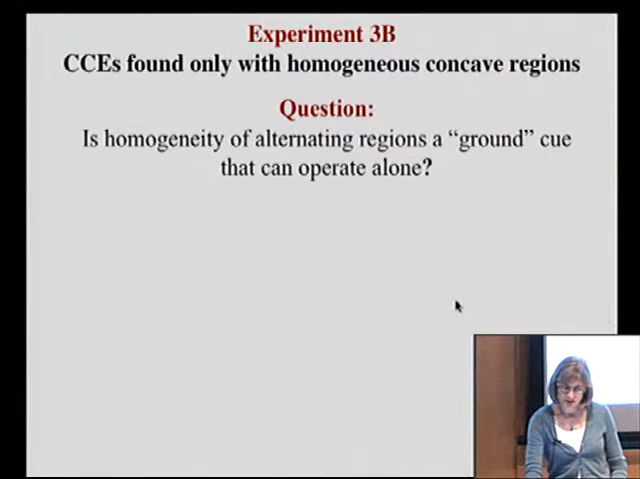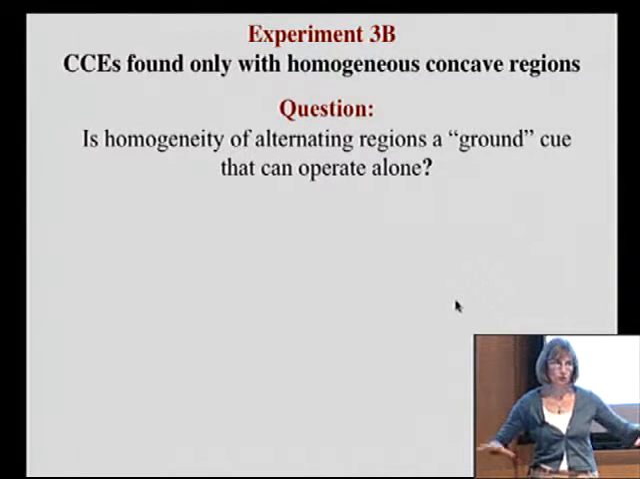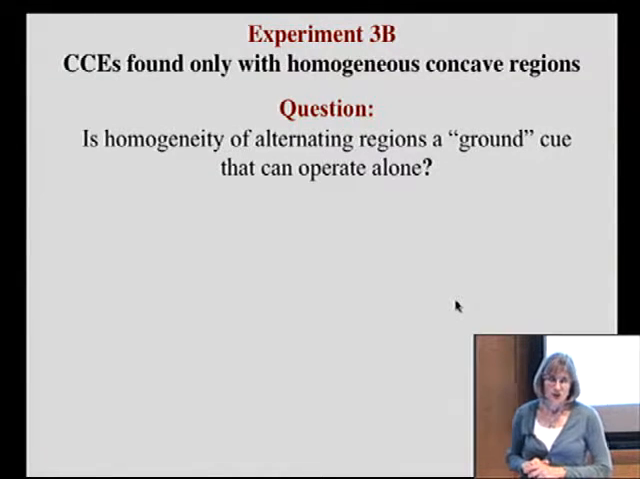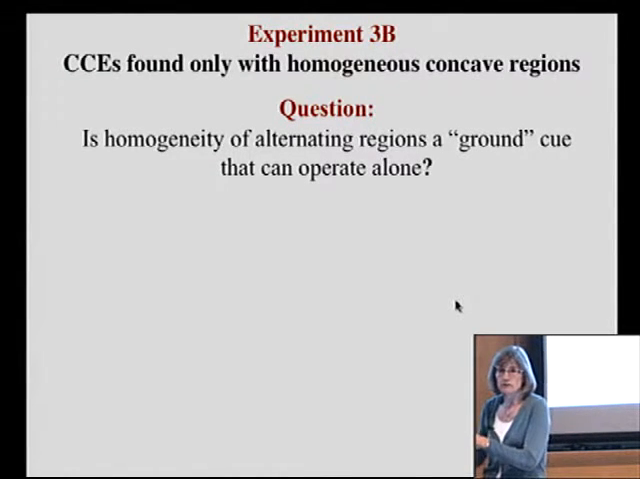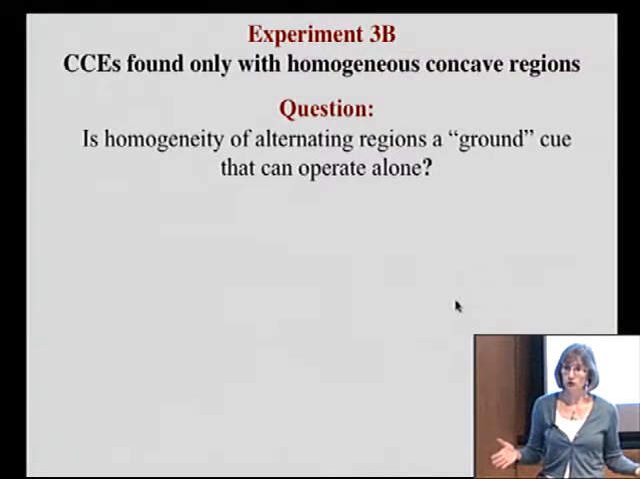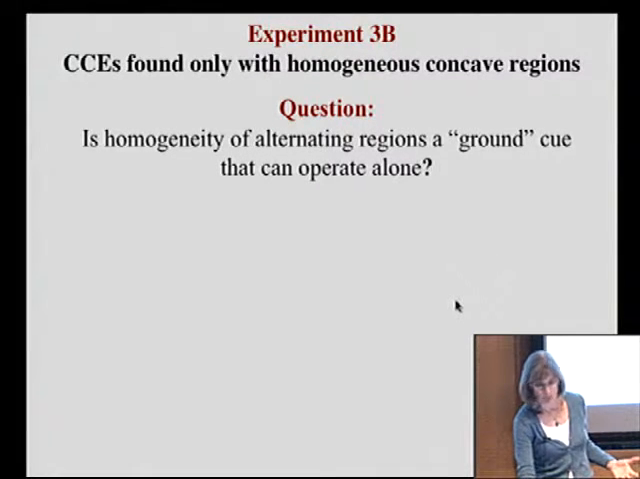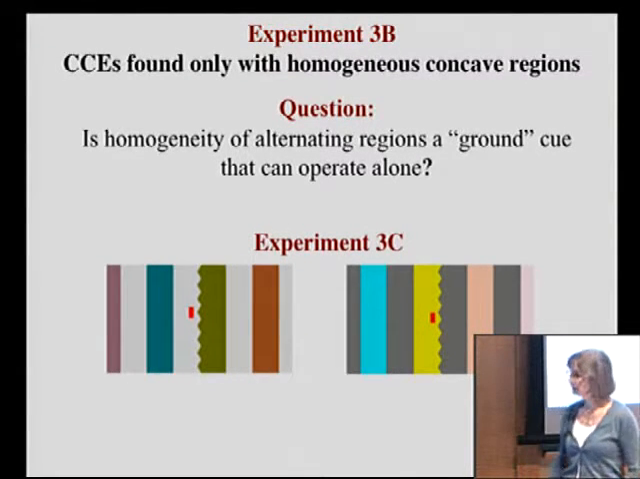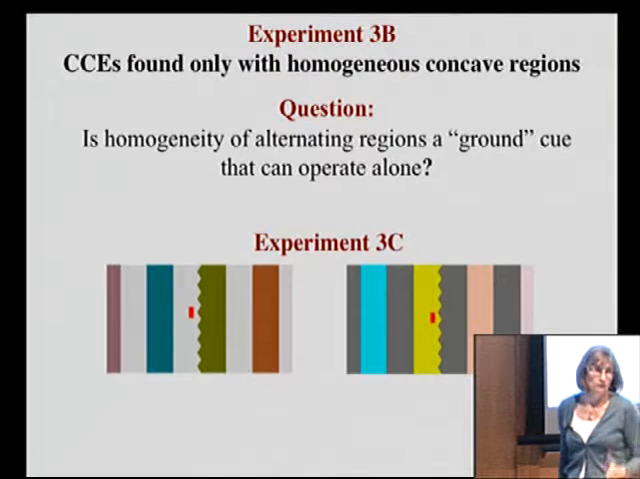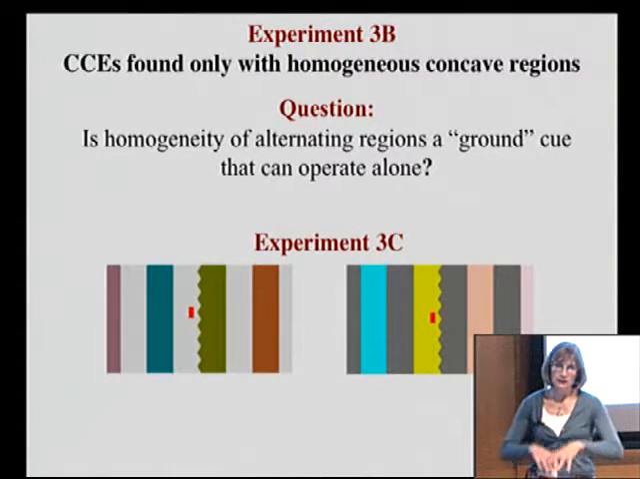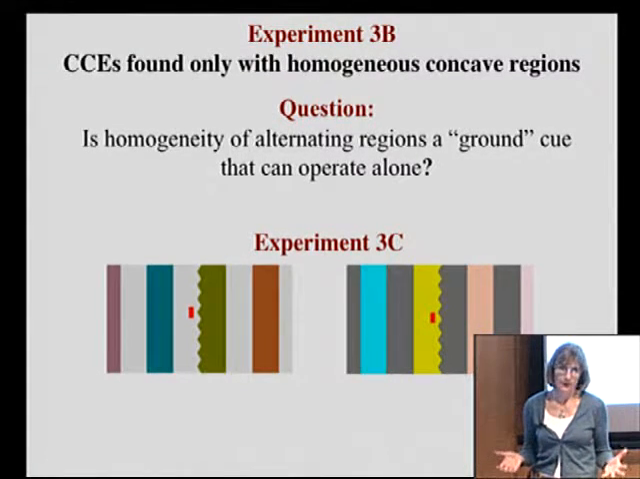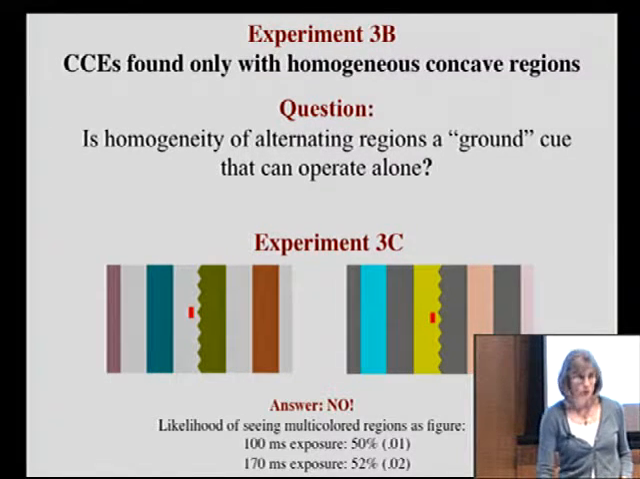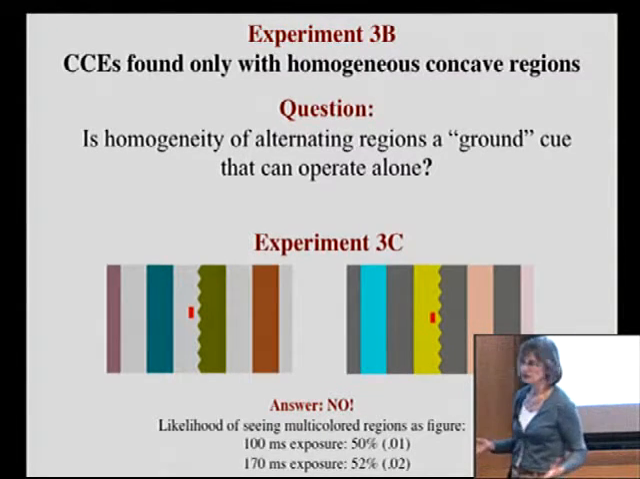Okay, so these context effects are found only when there's a homogeneous concave, only when the homogeneous regions are concave. So you might say, well, maybe homogeneity of those alternating regions is just a ground cue. And so maybe you don't need the convex regions at all. To ask that question, we ran an experiment using straight edge borders that didn't have any objectness about them. And what we found here using the same paradigm was, no, we don't get any context effects here.